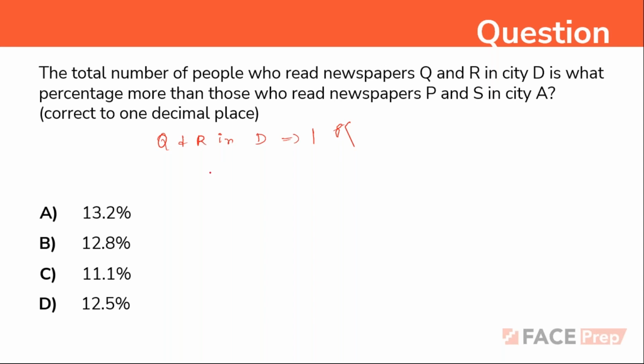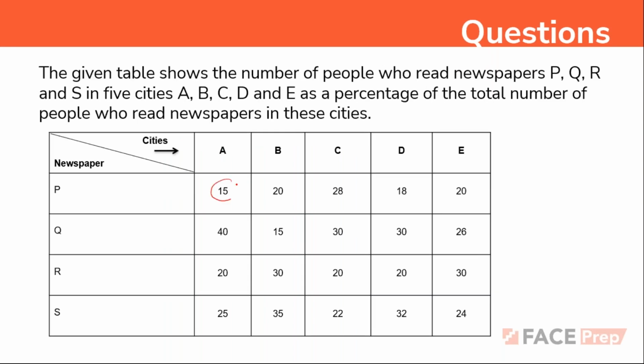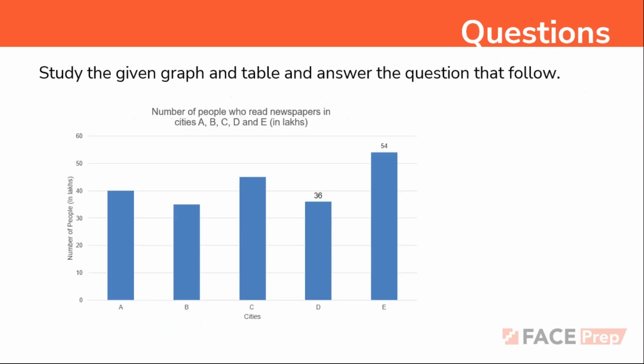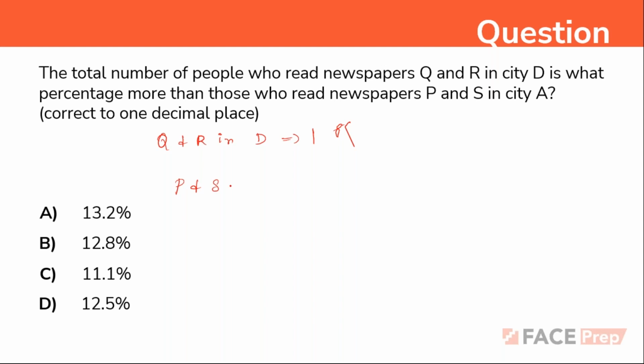P and S in city A. P and S, it is 25 plus 15. 40 percentage of 40 lakhs. So P and S in A is 40 percentage of 40 lakhs. So 10 percentage is 4 lakhs, so 40 percentage will be around 16 lakhs, right? And here we have 18 lakhs already.